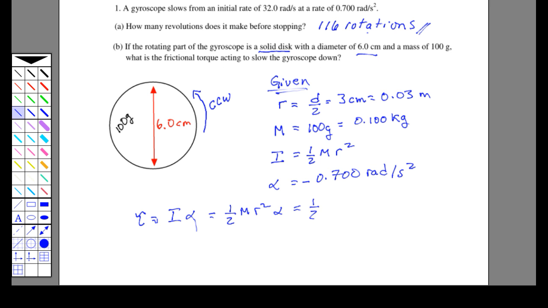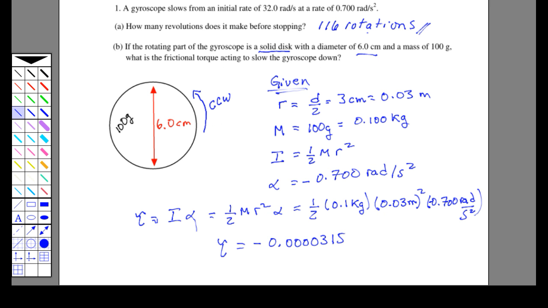We have 1/2 times the mass, which is 0.1 kilograms, times the radius squared, which is 0.03 meters squared, times our angular acceleration, negative 0.700 radians per second squared. Okay, so the straightforward calculation from here, we get negative 0.000315.